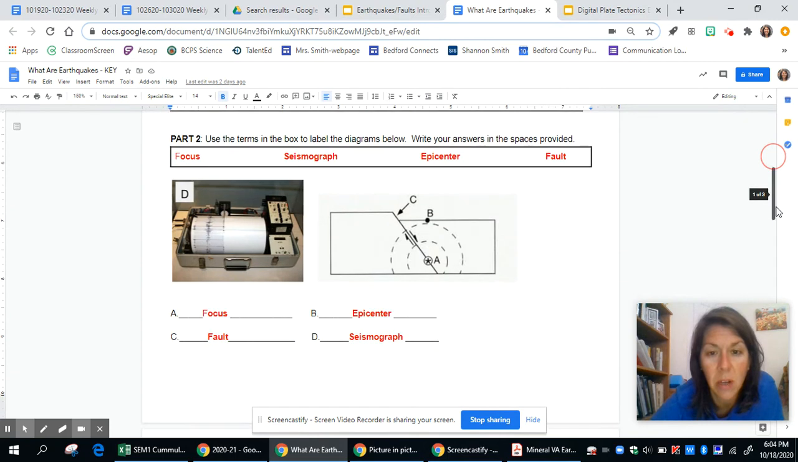Part 2, also really easy from the slideshow. Make sure that you know the instrument used to gather data for an earthquake is a seismograph. The seismogram is the paper that comes from that. Also, please be able to know the difference between a focus within the surface of the earth and epicenter at the surface.